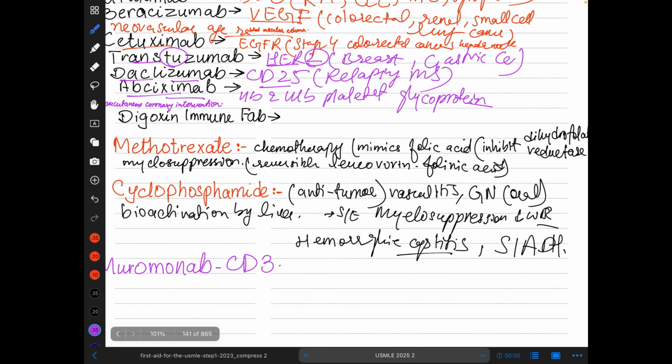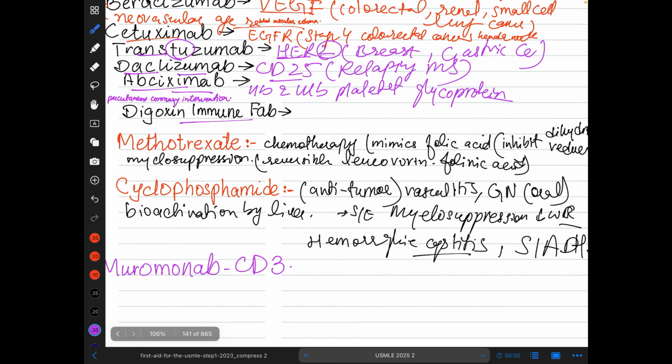Next is digoxin immune Fab, which is given as the antidote for digoxin toxicity. What are the symptoms? When any cardiac patient presents with GI symptoms like diarrhea, nausea, vomiting, and abdominal pain, then you have to give digoxin immune Fab.